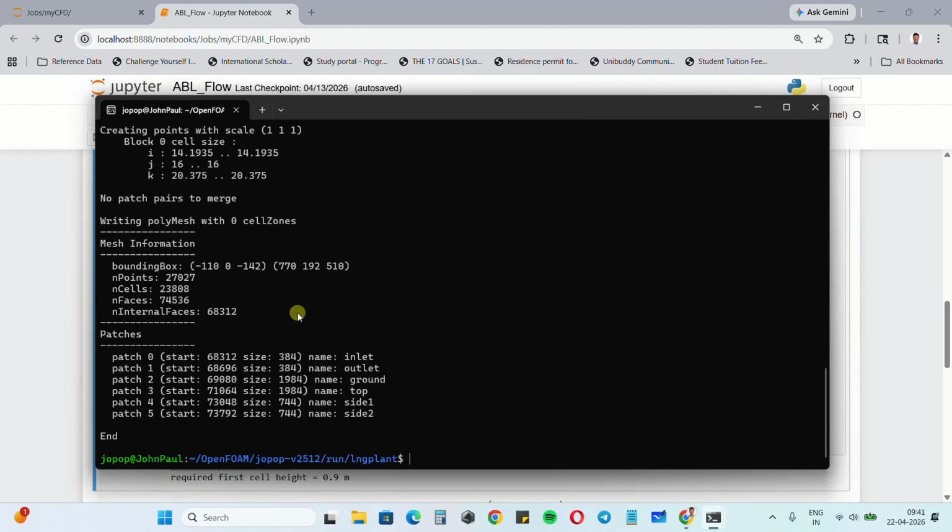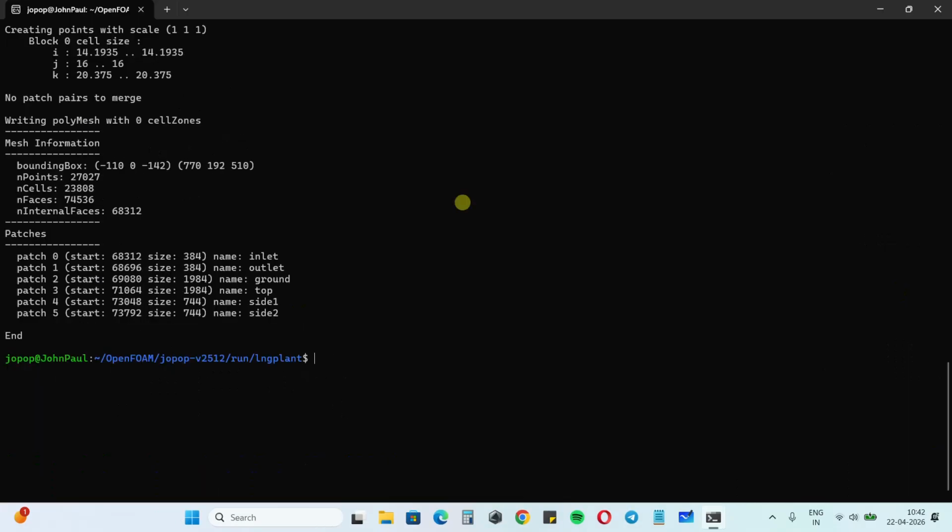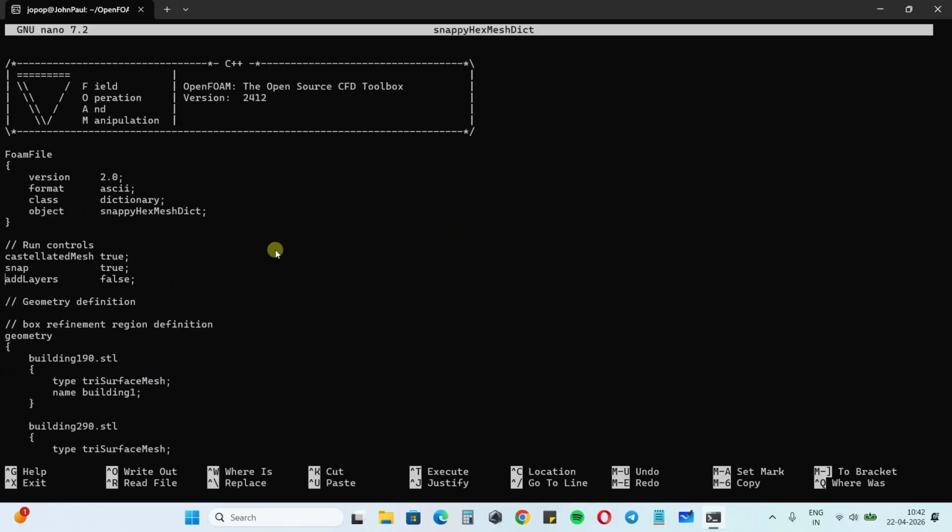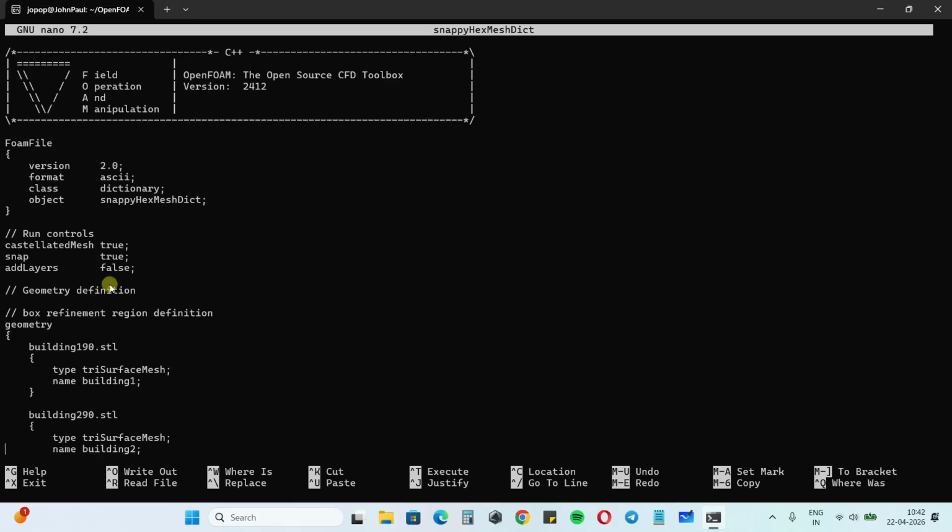Okay, so the meshing is done. We can do the snapping operation and then visualize the mesh in ParaView. To set the snapping settings, go to the system folder, then open the snappyHexMeshDict file. Let's go one by one. I have disabled addLayers. I'm not using inflation layers.